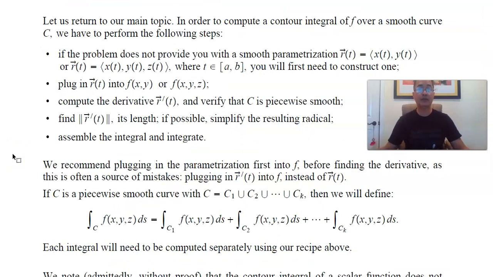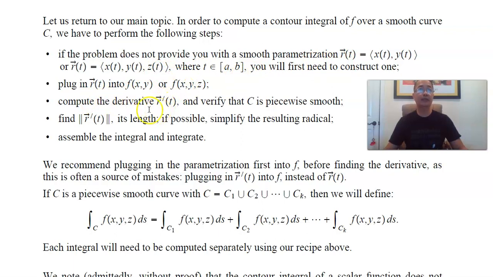All right, so let's go back to our main topic. How can we set up and compute a contour integral of a scalar function? Several steps. First, you need a smooth parametrization of the domain. You have either x(t), y(t) or x(t), y(t), z(t), and you need to know the domain. We will plug that parametrization into the function, whether it's in 2 variables or 3 variables. Then we will compute r prime.